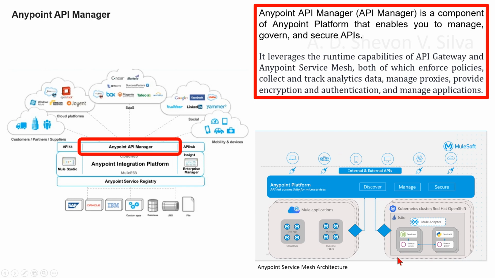Here, the Anypoint Service Mesh architecture. Anypoint Service Mesh is an independent architecture layer encapsulated in a Kubernetes or Red Hat OpenShift cluster. In the Anypoint Service Mesh architecture, instead of services directly communicating with one another, a sidecar proxy is used to perform the same job.